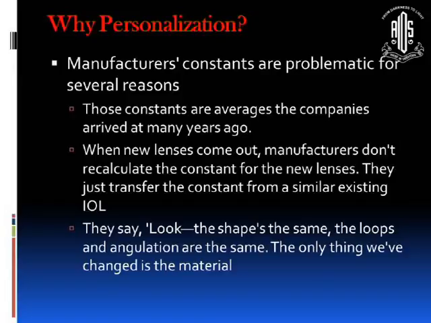Manufacturers' constants are problematic for several reasons. Those constants are averages. The companies arrived at them many years ago. When new lenses come out, manufacturers don't recalculate the constant for the new lenses. They just transfer the constant from a similar existing IOL. They say, look, the shape is the same, the angulation is the same, and we have just changed the material.